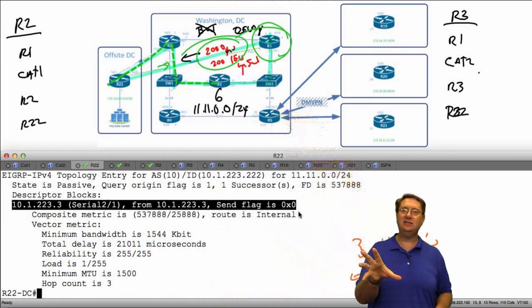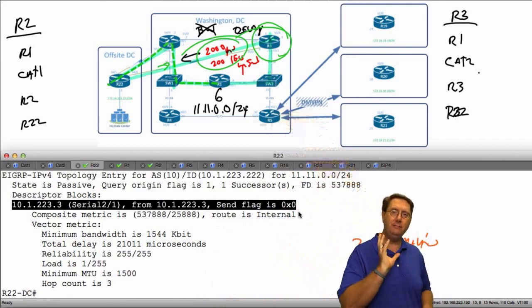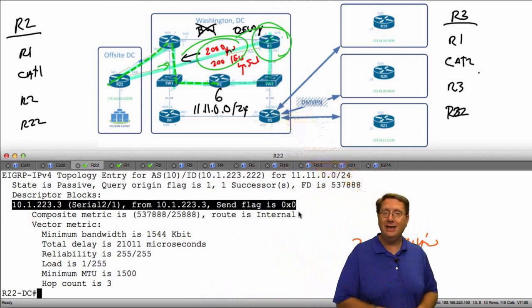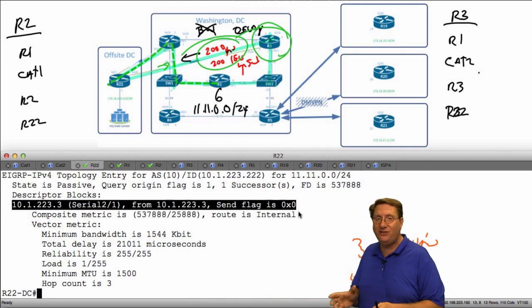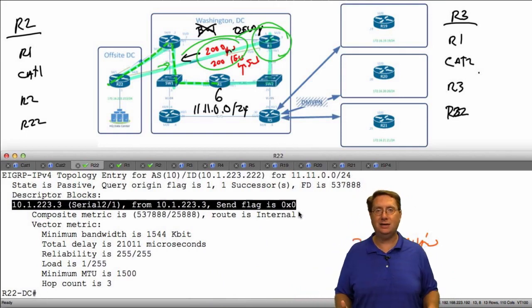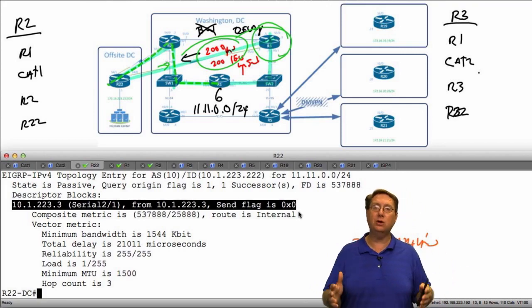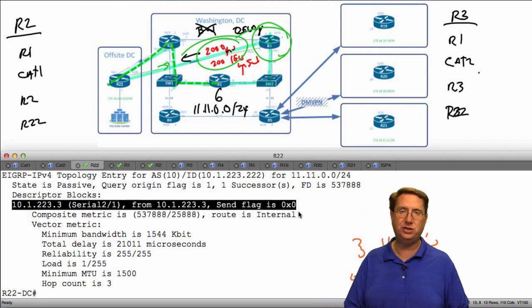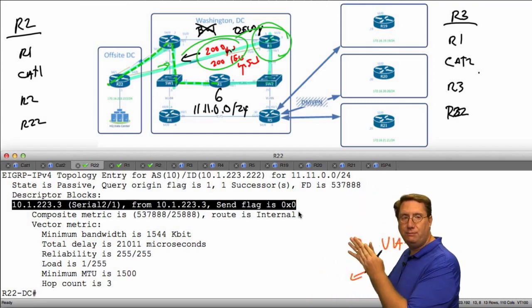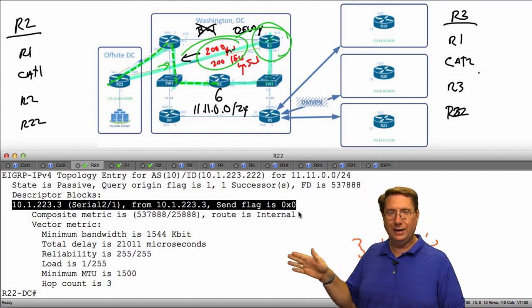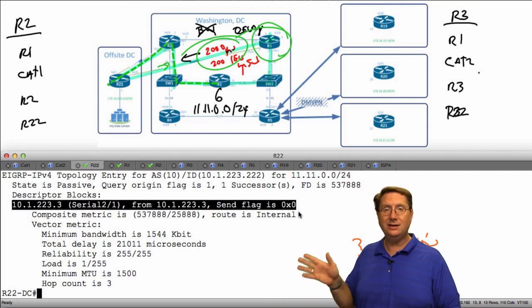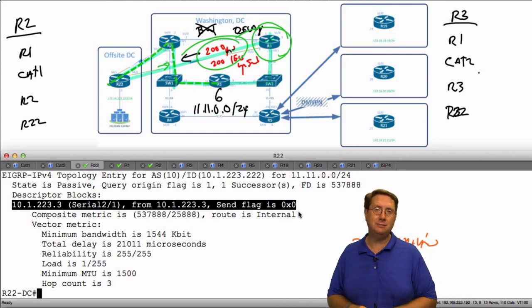And the reason being is the advertised distance of the prefix that I'm learning from R2 is inordinately high, and it is actually greater than my feasible distance, which means mathematically R22 cannot determine whether or not traffic from R2 has passed through itself. So in other words, we're going to turn this off as a loop prevention mechanism, and we're going to prevent this entry from being placed in our routing table. Now, since it's not in the topology table, it can't be placed in the routing table, and since it's not in the topology table, the variance command has no effect.